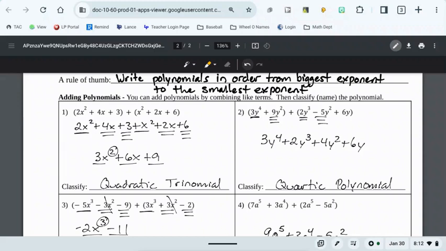There is one term with a degree of 4. We call that quartic. And then we have 1, 2, 3, 4 terms, so that's a polynomial.